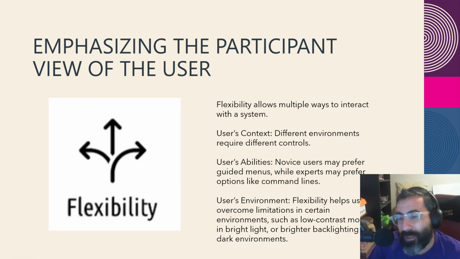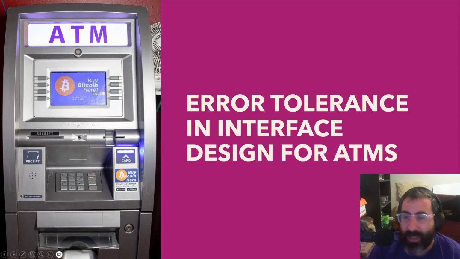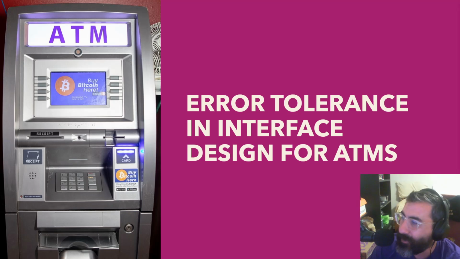So not only just noise, but brighter screens for darker areas, or if it's in a super bright area, low contrast screen. So the flexibility of different choices can help you depending on what environment you're in. Now we're on to section 2, which is error tolerance. And for this section, we're going to cover error tolerance in interface design for ATMs.